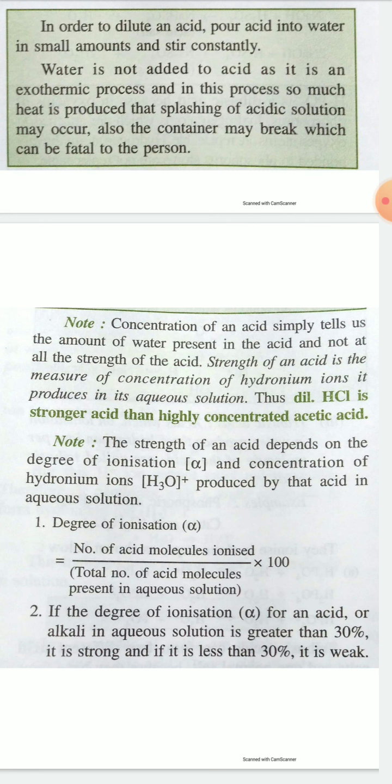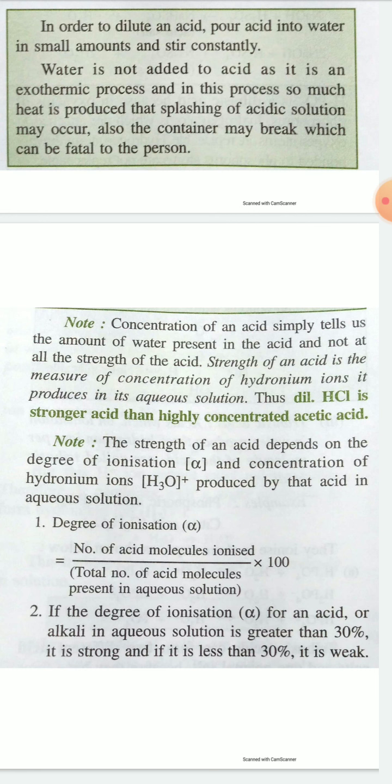and not at all the strength of the acid. Concentration indicates the amount of water present in the acid, but it does not tell about the strength of the acid. Strength of an acid is a different thing from the concentration of an acid. Strength of an acid is the measure of the concentration of hydronium ions produced in its aqueous solution.